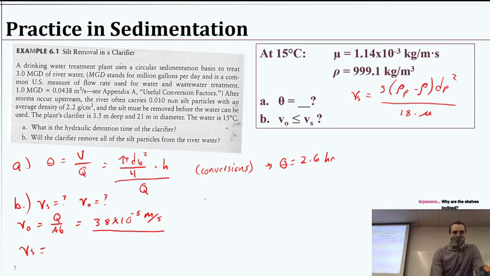A few conversions to keep in mind as we do this. First, the rho for the particle. This was given to us in grams per cubic centimeter, so 2.2 grams per centimeter cubed. We need that in kilograms per cubic meter. If you do the conversions, you divide by 1,000 for the grams, and you end up multiplying by a lot more than that to convert cubic centimeters into cubic meters. So ultimately, you end up with 2,200 kilograms per cubic meter.